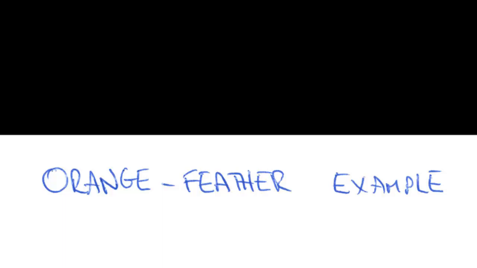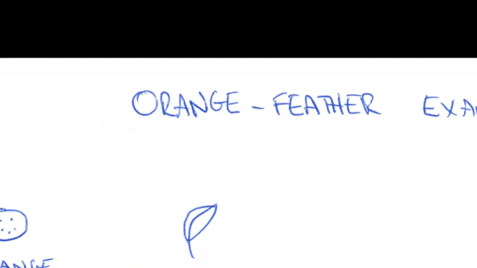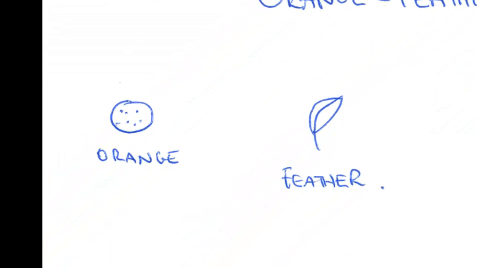So, here we have the orange feather example. You can see over here on the left we have an orange, and on the right we have a feather. Now, I'm not the best artist in the world, so this is my orange and this is my feather. What do we know about oranges and feathers?